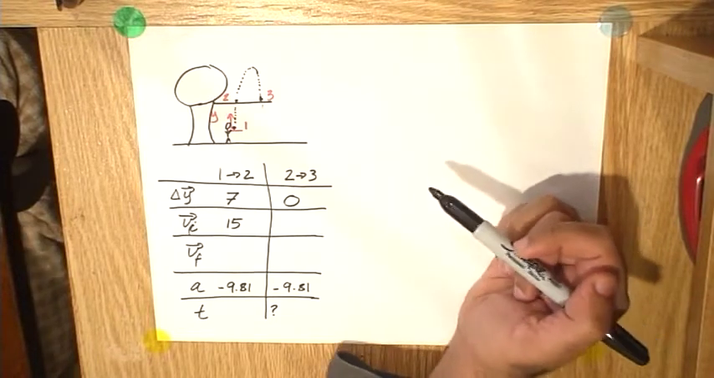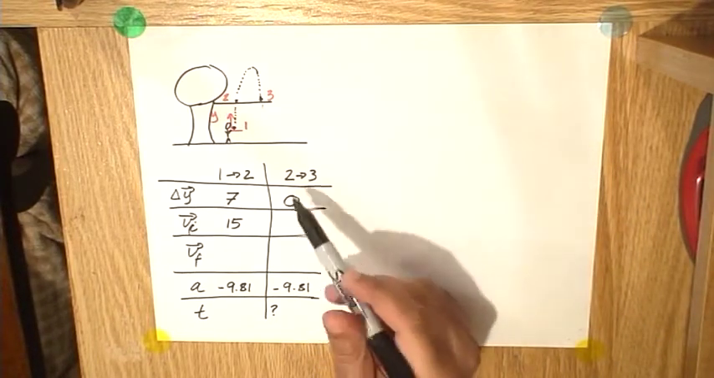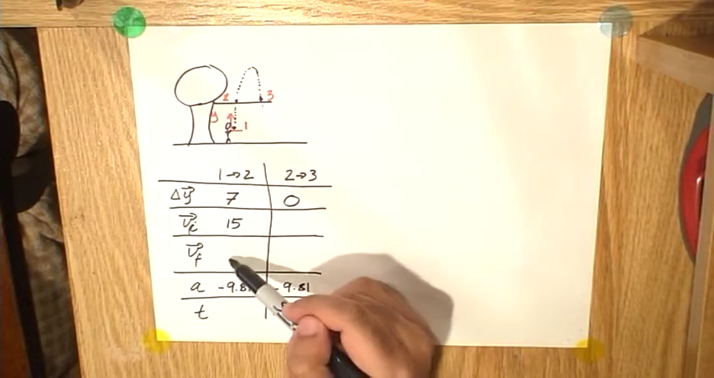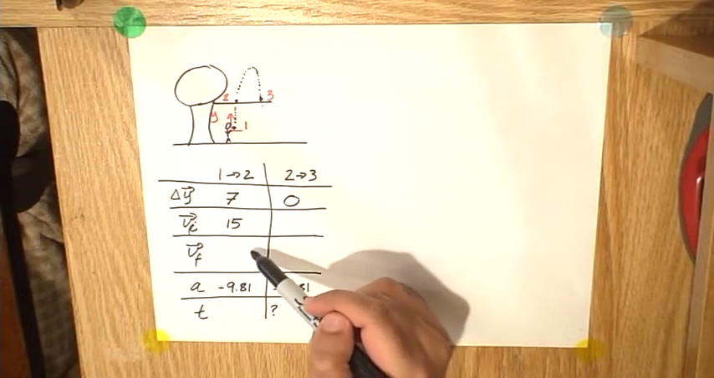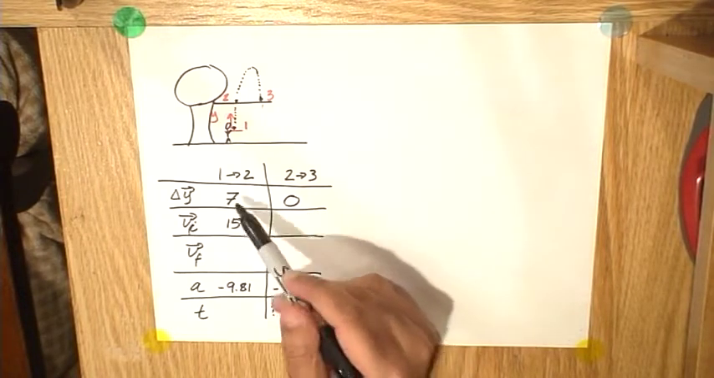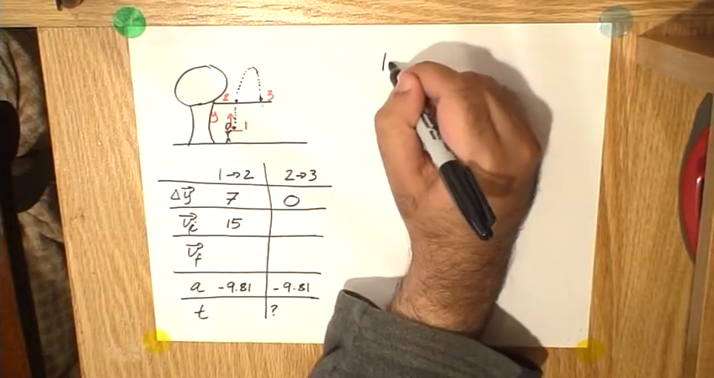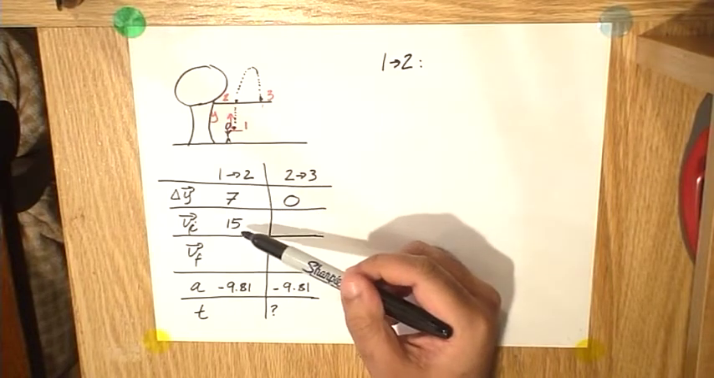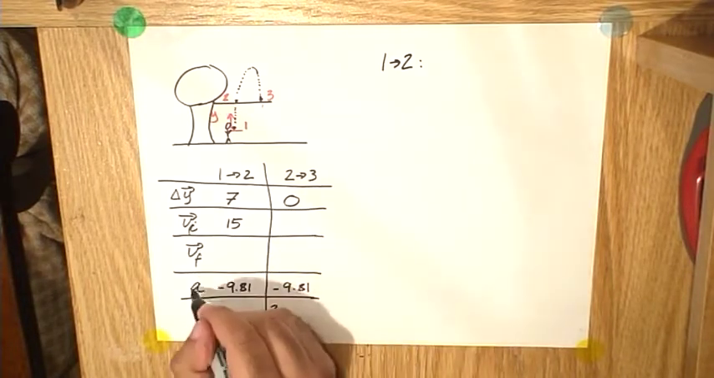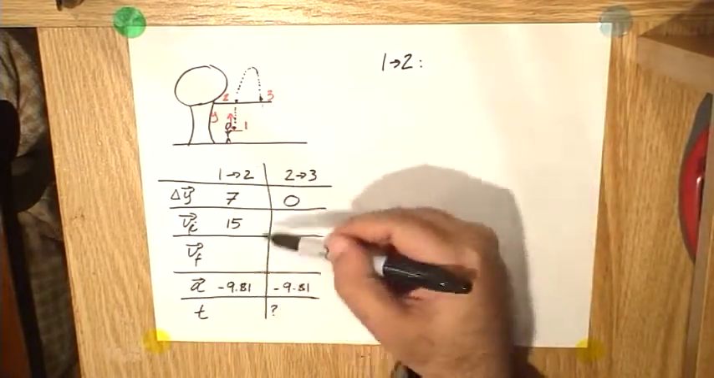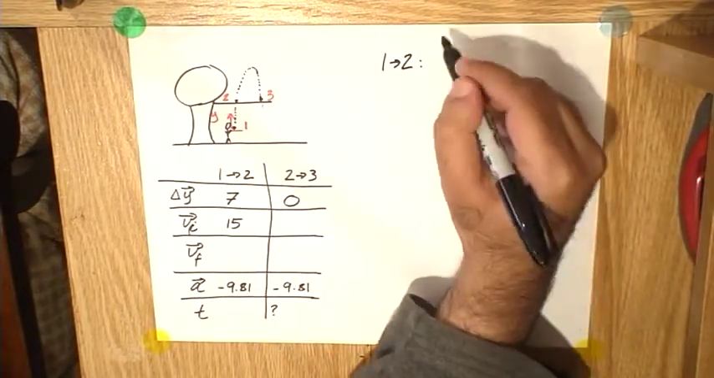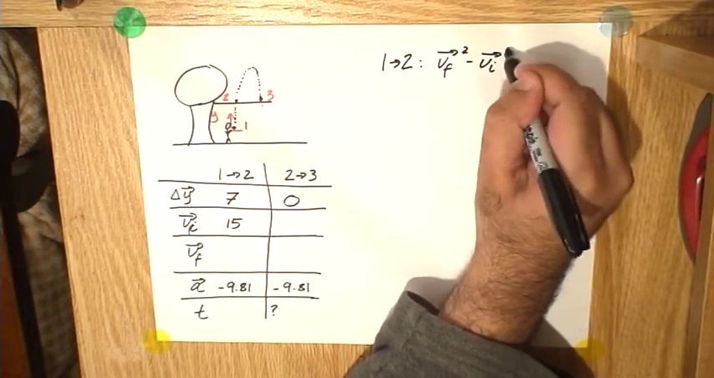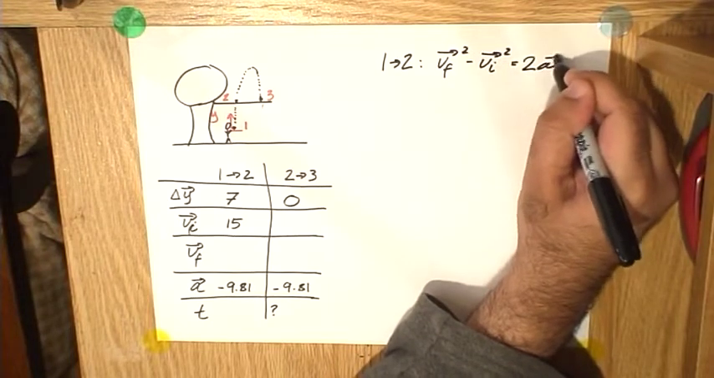Now here's how we're going to go about solving it. We do not yet have enough information between photo 2 and photo 3 to solve for the time. But if we were to find the final velocity for 1 to 2, that would be the initial velocity for 2 to 3. So let's go ahead and do that. From 1 to 2, let's find the final velocity. We know delta y, we know v initial, we know a, we're looking for final velocity. There's only one equation that weaves together all 4 of those quantities and ignores time, and that would be v final squared minus v initial squared is equal to 2a delta y.